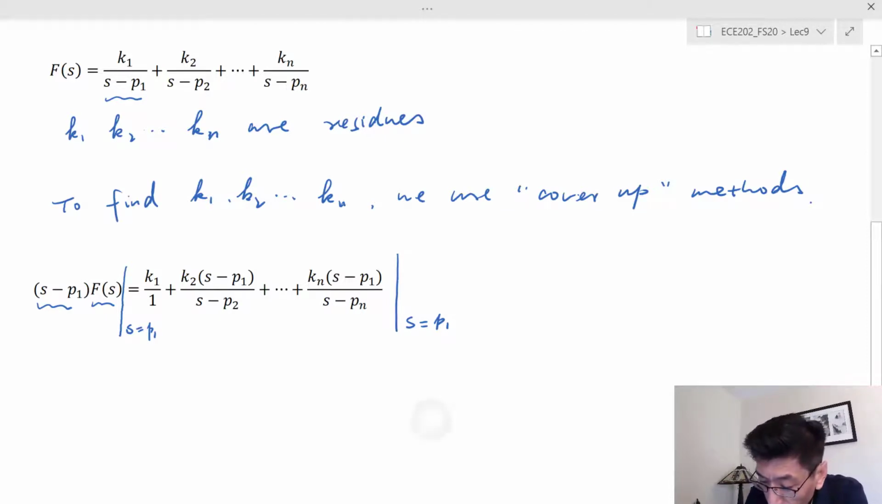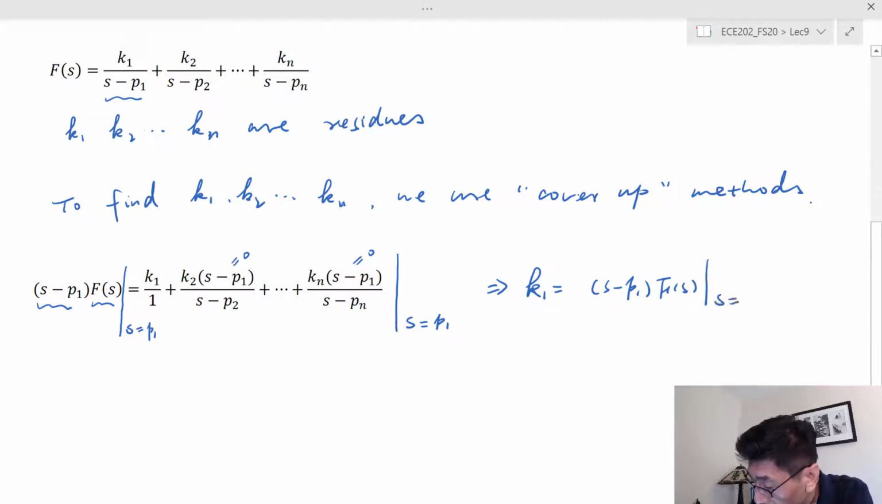In this case, S equal to P1, this is going to be equal to 0. So all the other terms will be 0, except the first term. That's what we call the residue, right? So at that pole, you got this residue. In this case, K sub 1 is just equal to S minus P1 times F(s), and we evaluate this at S equal P1. Okay, and we're going to look at an example of how this really works.